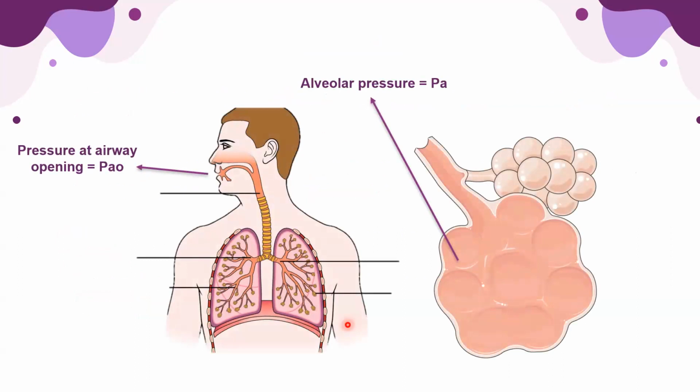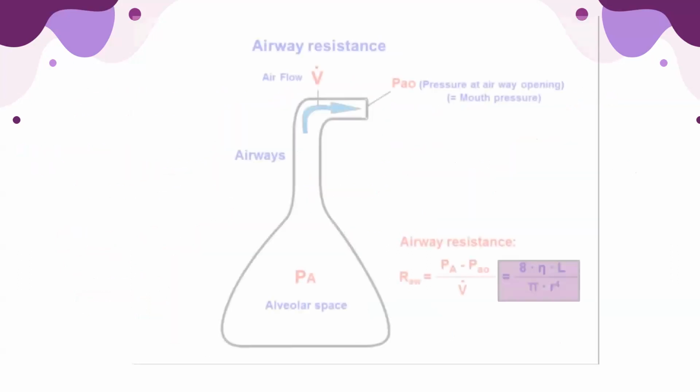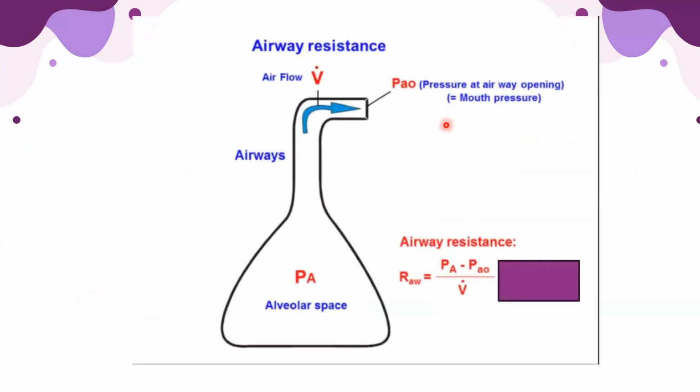Just a diagram representation of what we're talking about, pressure at airway opening and the alveolar pressure. So we talked about all of these terms. We talked about airflow, okay, with that volume of air moving through the airway per unit time. We talked about pressure in the alveoli and pressure at the airway opening. And we also talked about resistance in the airway. Okay, now we're going to talk about factors basically about resistance, or the resistance equation itself.